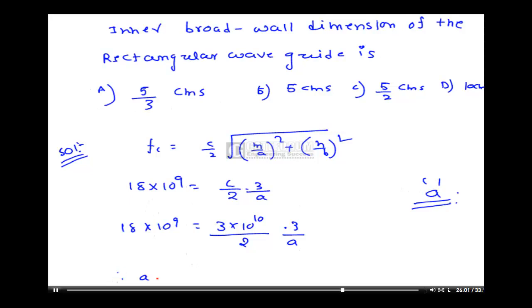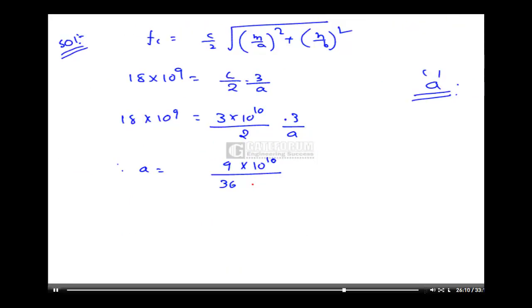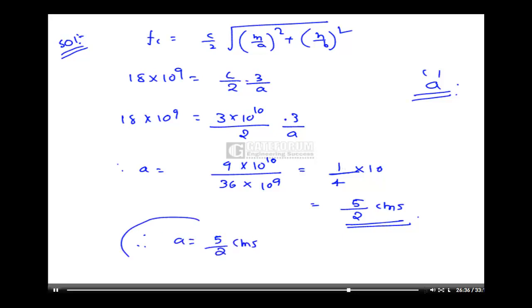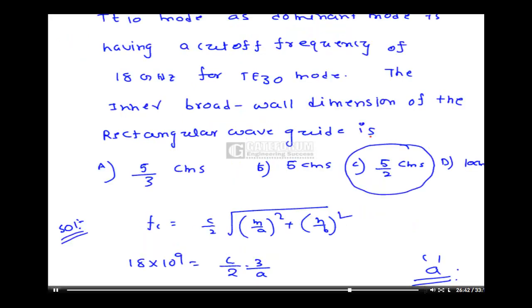Therefore, A is equal to 9 into 10 power 10 by 36 into 10 power 9, that is equal to 1 by 4 into 10, that is equal to 5 by 2 centimeters. Therefore, A is equal to 5 by 2 centimeters. So, option C is correct.